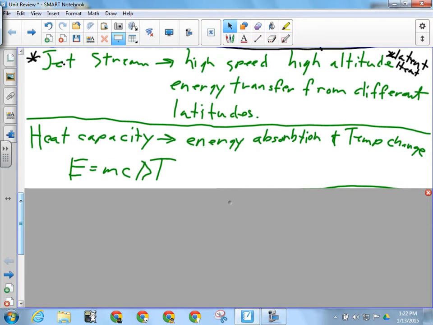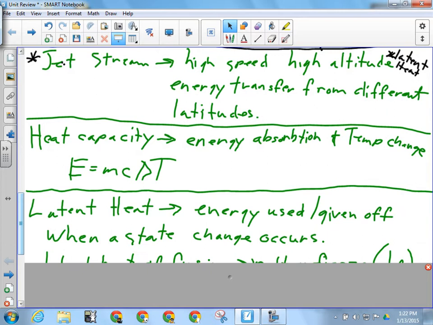And then after heat capacity, we did the heating curve of water. That was latent heat: energy used, or given off, when a state change occurs. So when ice melts, we have to put energy in. When water freezes, energy gets released, and the same thing for when we evaporate versus condense our water.